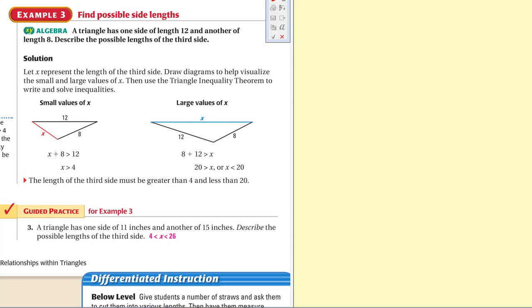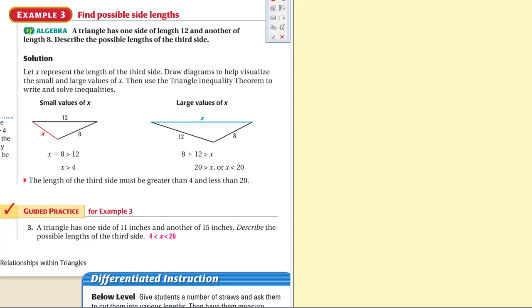This is 5.5b. We're going to talk about possible side lengths of triangles. So on example 3, a triangle has one side length of 12 and another of length 8. Describe the possible lengths of the third side.